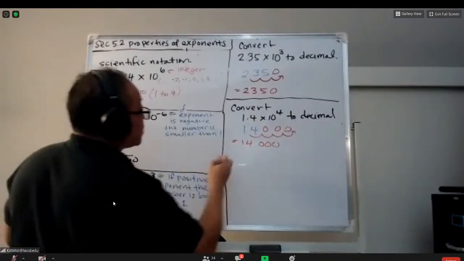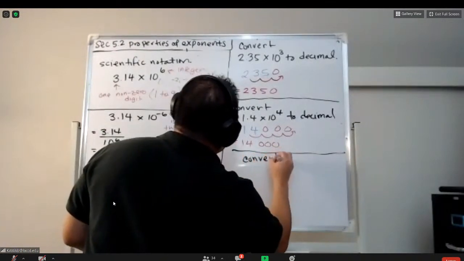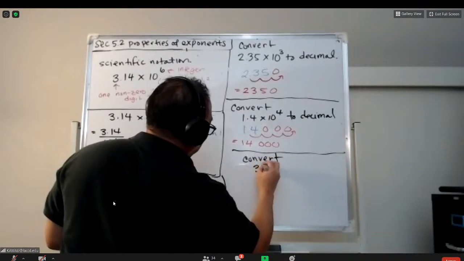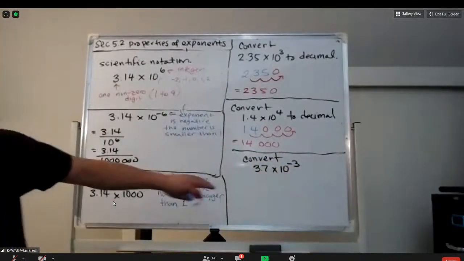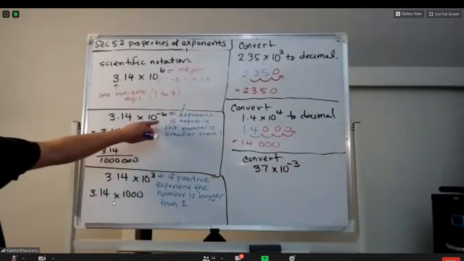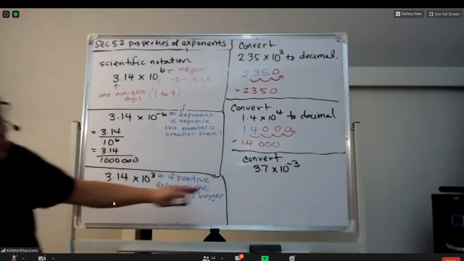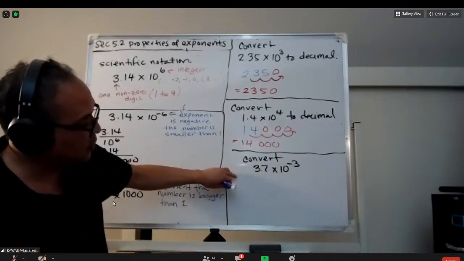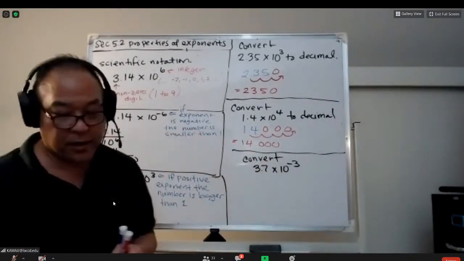Now let's try one last one. Okay. So now we have this situation where you have a negative exponent, so we're dividing by a very big number. So this number should get smaller. It should be smaller than 1 by the time you finish. So when you move your decimal, you're moving it to the left. So go ahead and give that one a shot.